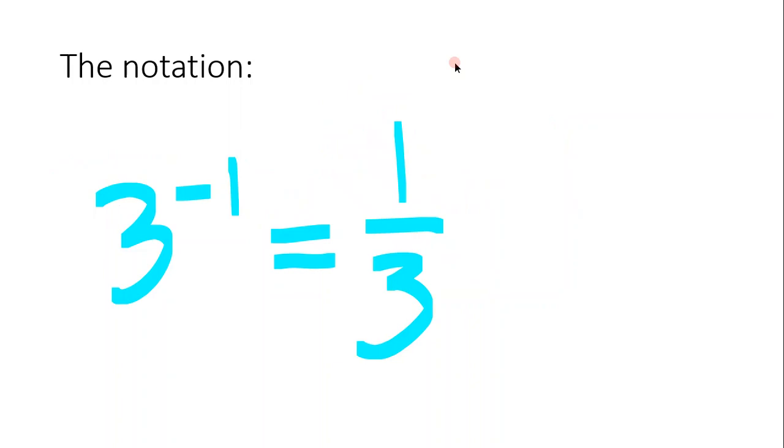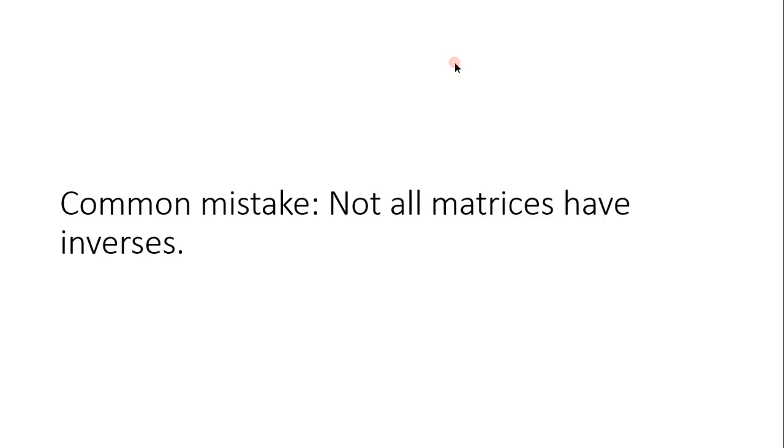I mean, look, 3 to the -1 power is a third. A third is the number you need to multiply 3 by to get 1. So there's the notation. Now, don't worry, I will summarize all of this later. A common mistake a lot of linear algebra students make when they're looking into matrix inversion is that they assume that all matrices have inverses. They don't at all. So please remember that. Not all matrices have inverses.